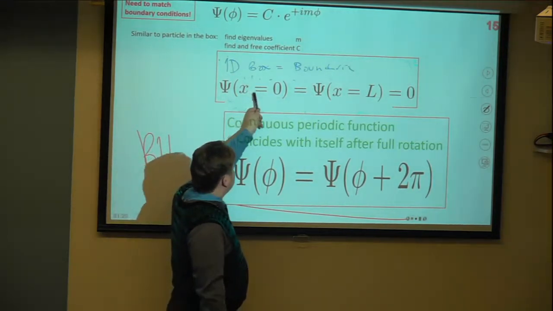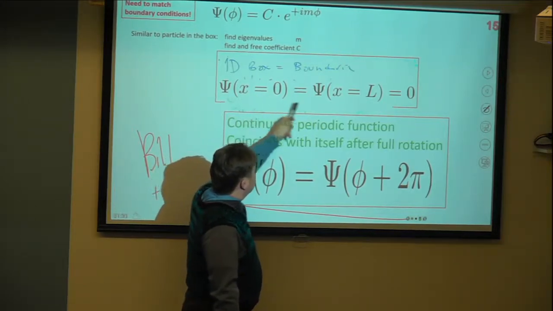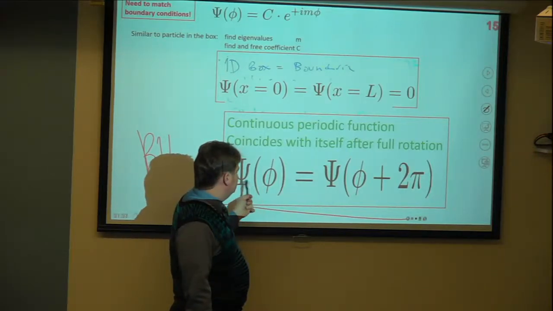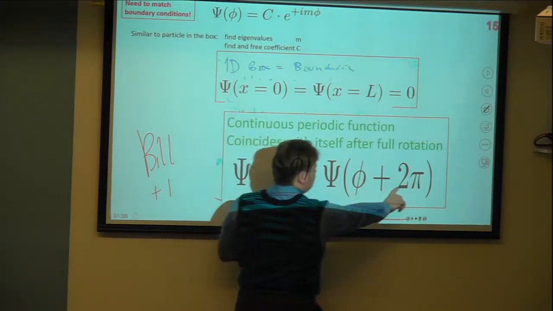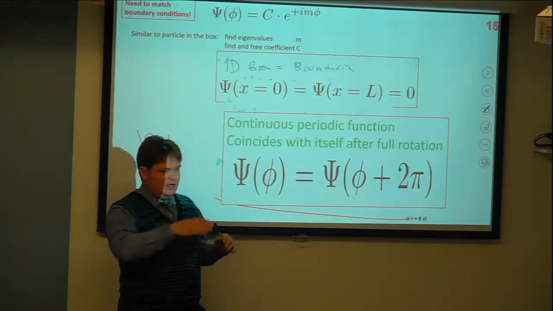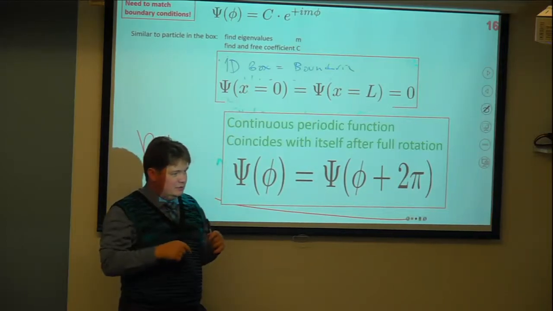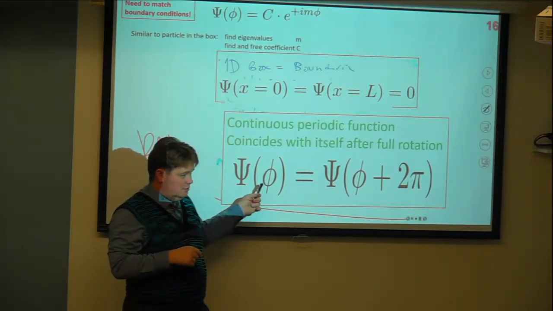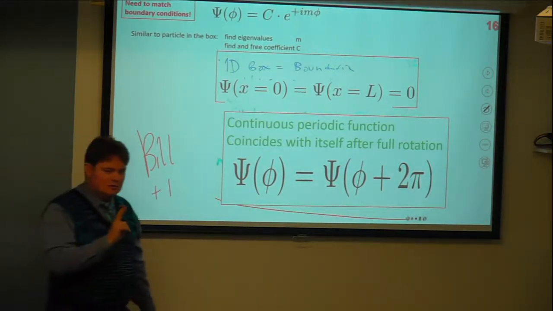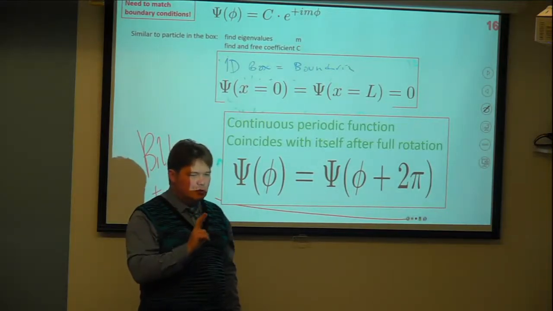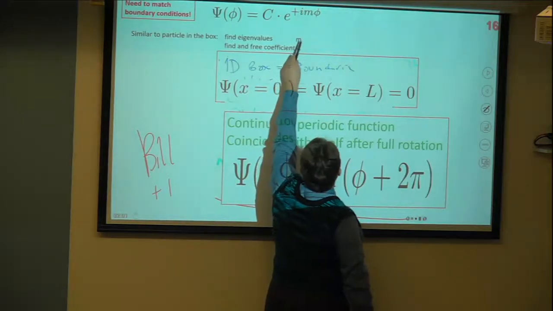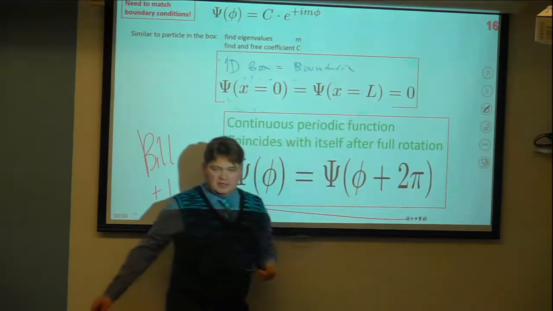So this was the boundary condition for the box. It is 0 at the left and right edge. And here we do not specify what the value will be. We just need to set up that after making a full rotation, the value of the function will be itself. So it can go anywhere, but then it should come back to the same value. Okay. So I do have a local goal for the next maybe 10 minutes. Find two values, eigenvalue M and normalization constant C.